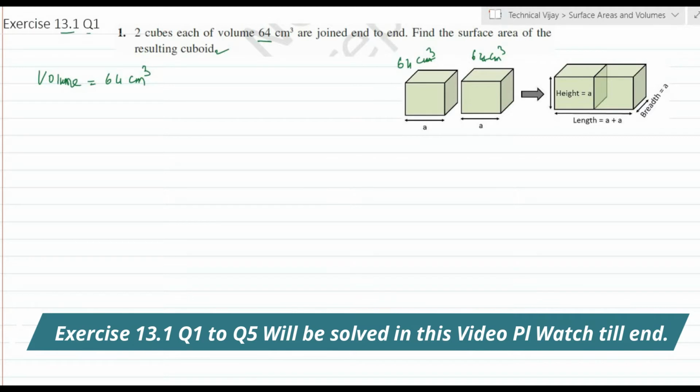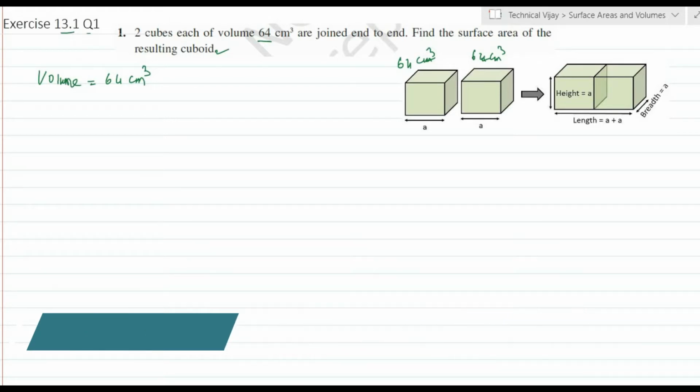So these two cubes were joined from end to end, then it will become like this. Suppose for example this is a cube with side A and this is also with side A. Two similar cubes are here. Now if they have been joined here, what happens?